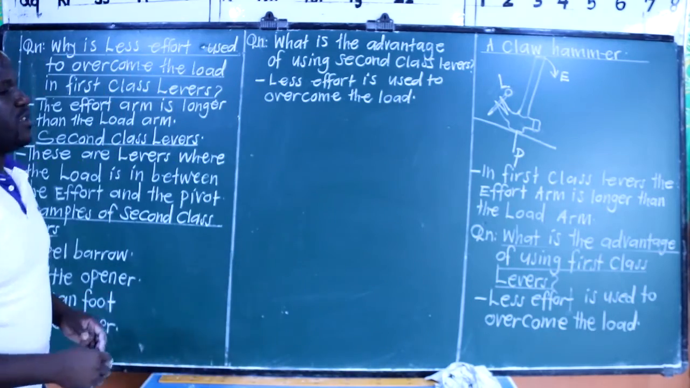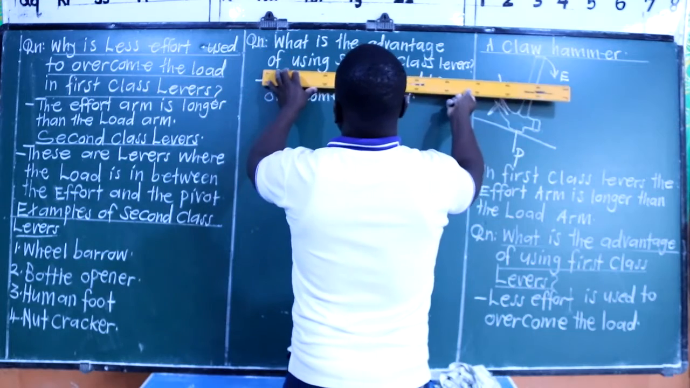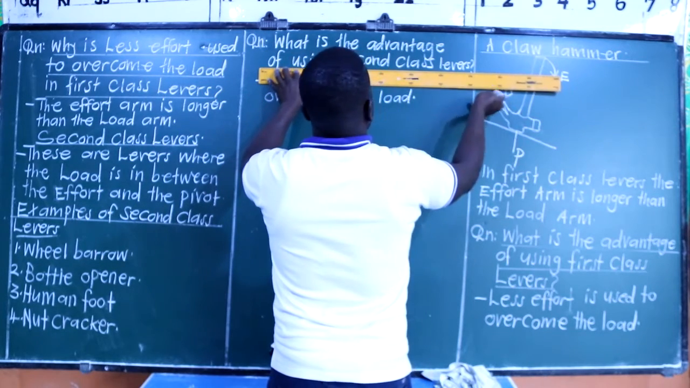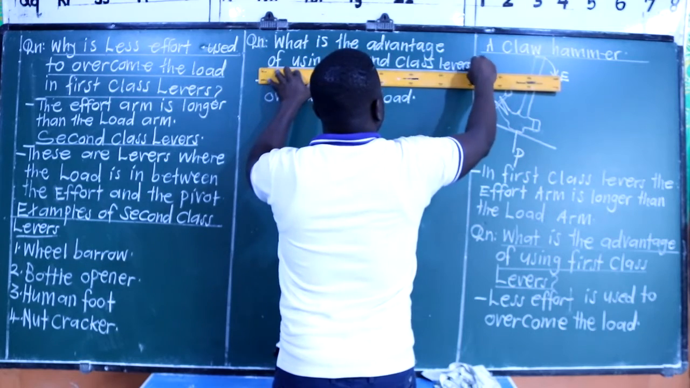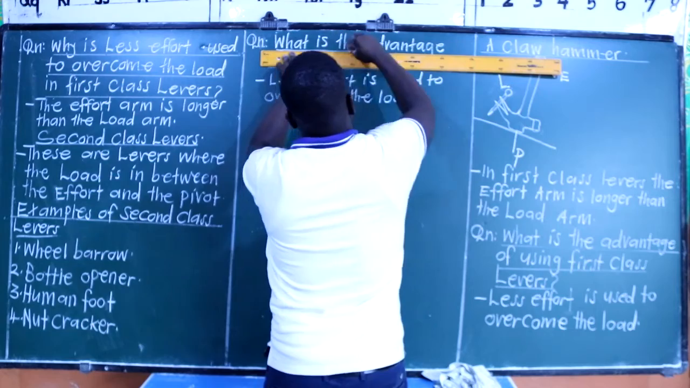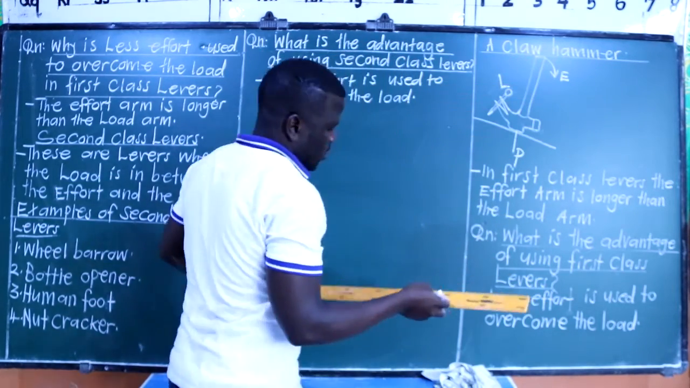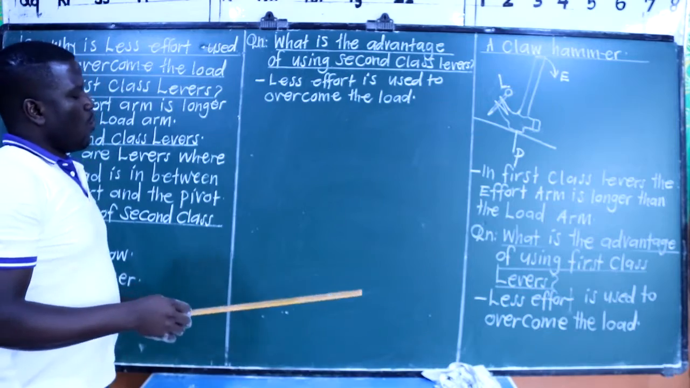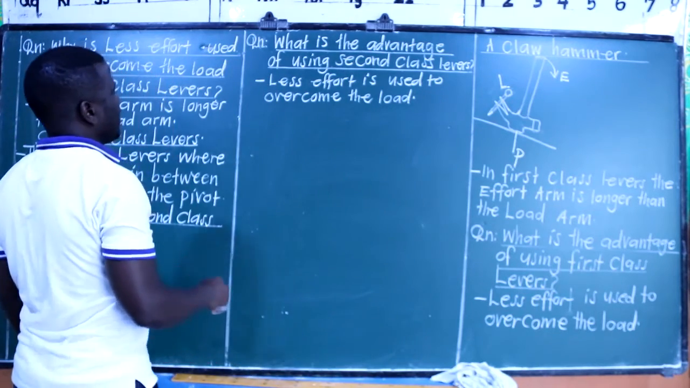Less effort is used to overcome the load, and that's the advantage of using second-class levers. We use less effort to overcome the load. So if you are pushing a wheelbarrow, carrying bricks on a wheelbarrow, you will use less effort. Why is less effort used to overcome the load in the second-class levers?